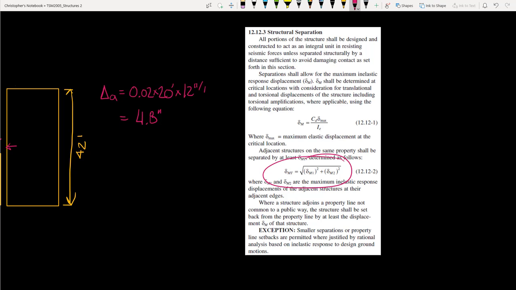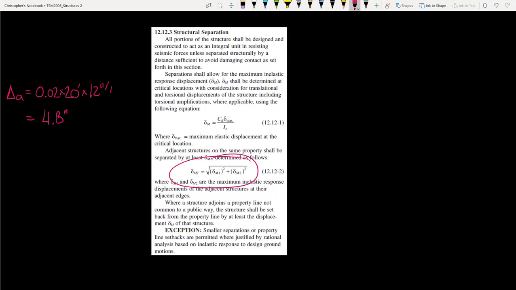And it's important to note that a structural engineer would calculate the actual drift of both structures to use in this formula. But for this course, we will assume that the structural engineer has designed the building to its drift maximum, and that will be our worst case scenario that we design for. So let's look at this formula. We have our two drifts for our adjacent structures. Both are going to be equal to our maximum allowable, 4.8 inches.